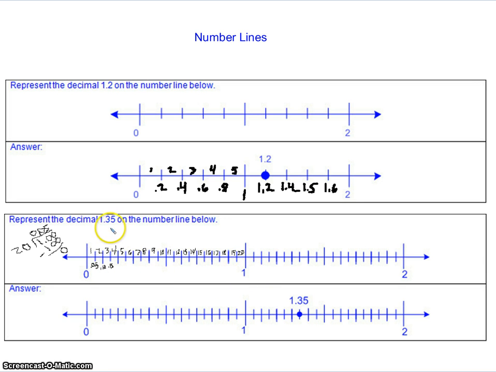Okay? If the decimal you're trying to place is beyond the 1, just realize that the markings are still worth the same amount. It's just now 1 point that much. So in this case, 1.05, 1.10, 1.15. Okay?